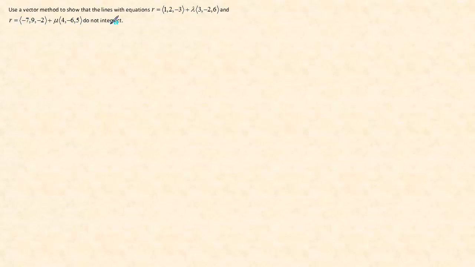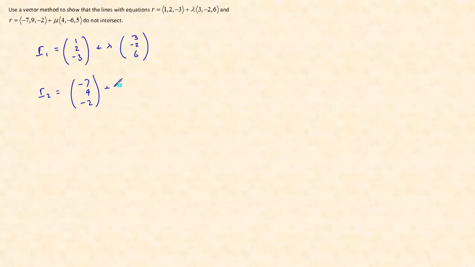Use a vector method to show that these lines do not intersect. So our first line is (1, 2, -3) plus lambda (3, -2, 6). And our second line is (-7, 9, -2) plus mu (4, -6, 5). Now note that the lines are not parallel.